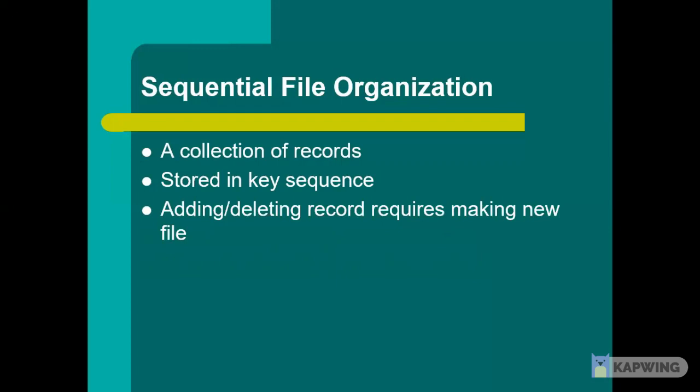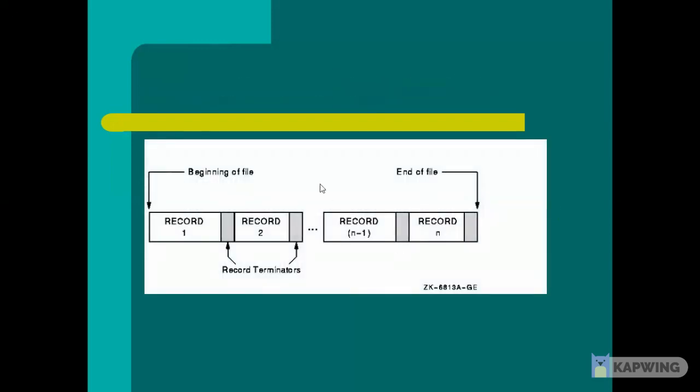Adding or deleting records requires making a new file. It can be used as a master file, which is not the case with serial file organization. So this is the beginning of the file, record 1, record 2 to record n, then the end of the file. You can see here we are terminating the record. So this is a sequential file.